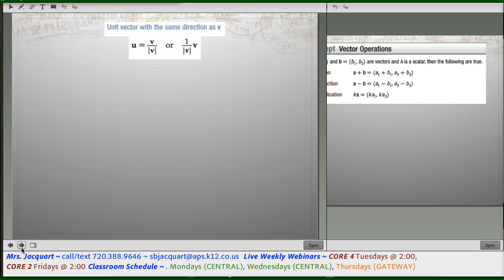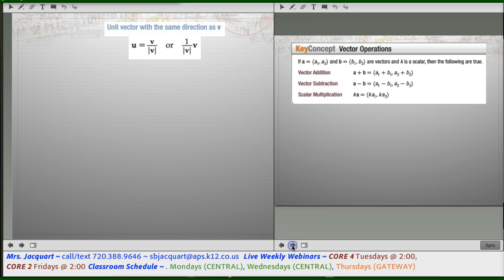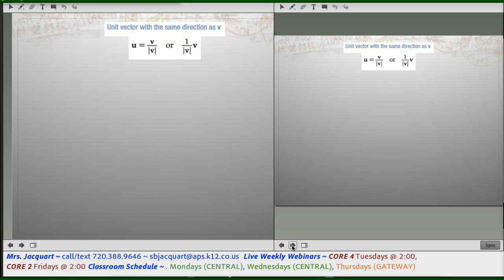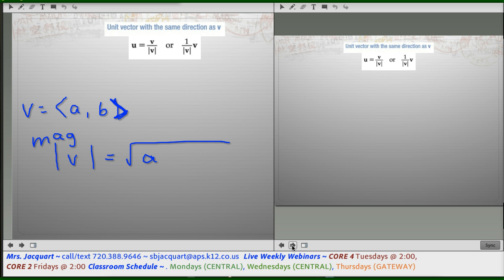Okay, number 5, I'm probably going to be using with a unit vector. Now don't forget, if I have a vector a, comma b, and I want to know the magnitude, which is denoted by this, let's call this v, then that is the square root of a squared plus b squared. Don't forget that. Oh, I meant to write that on the other thing. Let's go ahead and write it on the other thing.